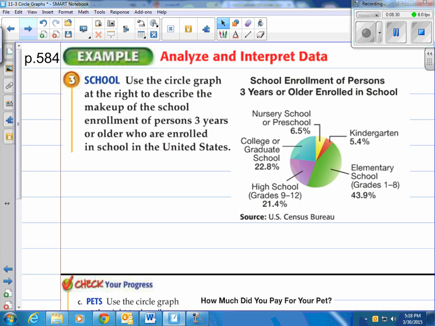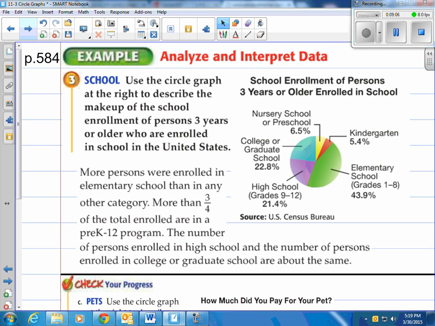It says analyze and interpret data. It says use the circle graph at the right to describe the makeup of the school enrollment of persons 3 years or older who are enrolled in school in the United States. And when we look at this, it says school enrollment of persons 3 years or older enrolled in school. And we got 5.4% are kindergarten, elementary school. We've got grades 1 through 8, 43.9%. High school is 21.4%. College or graduate school, 22.8%. And nursery school or preschool, 6.5%.